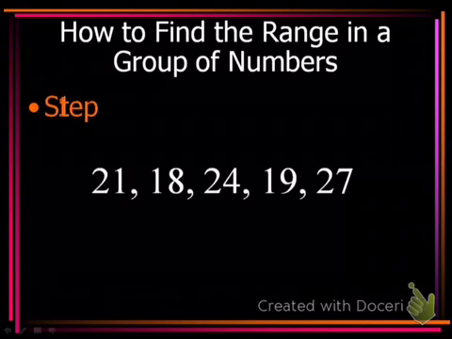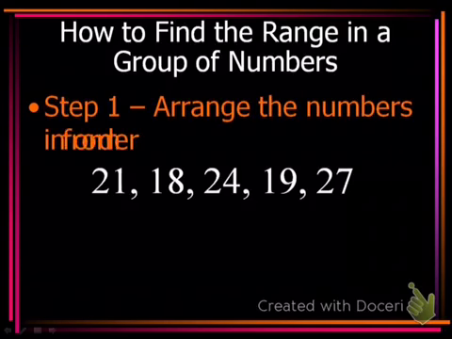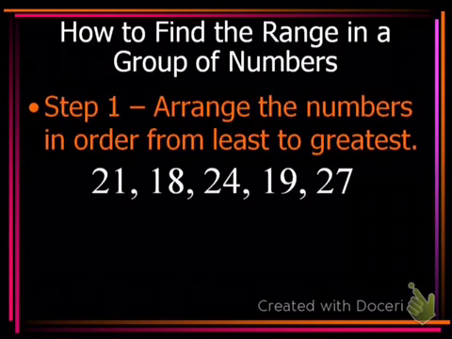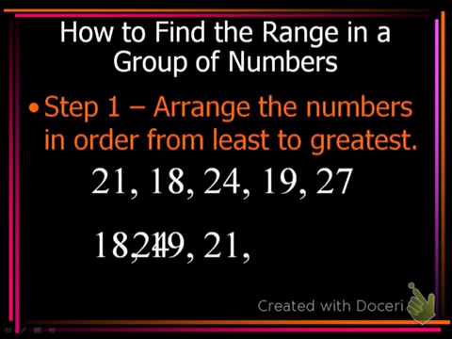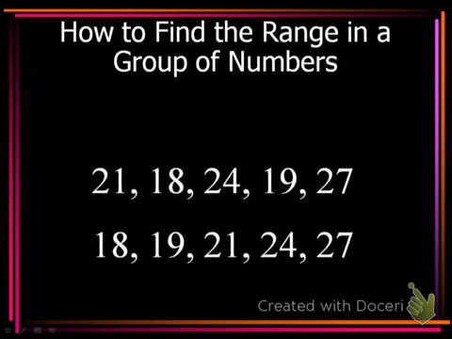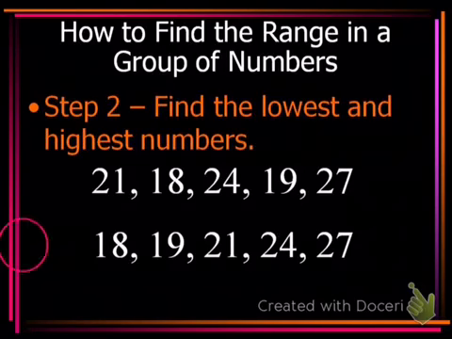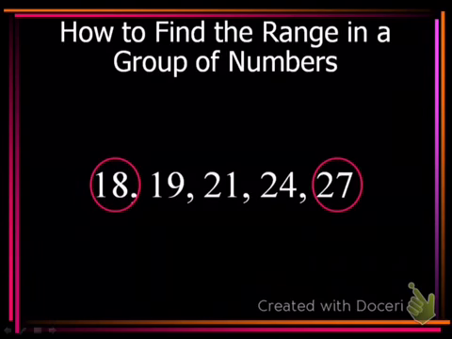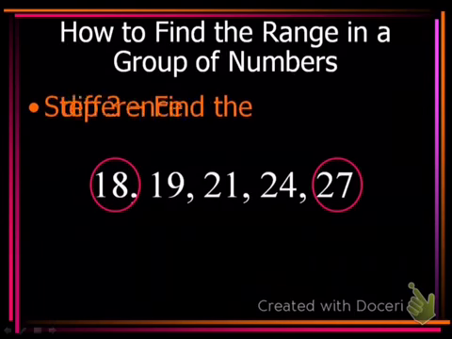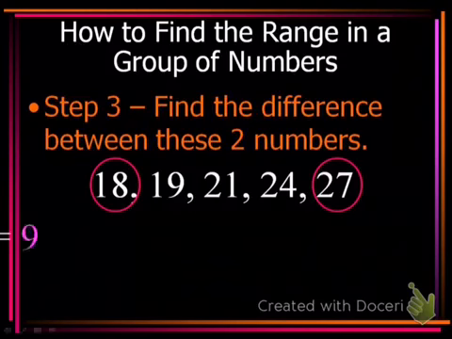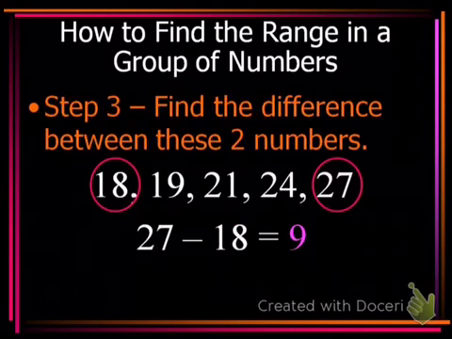So, step 1, we arrange the numbers in order from least to greatest. Step 2, we find the lowest and the highest numbers, so 18 and 27. And then step 3, you would subtract them, find the difference. When we do, 27 minus 18 is 9.